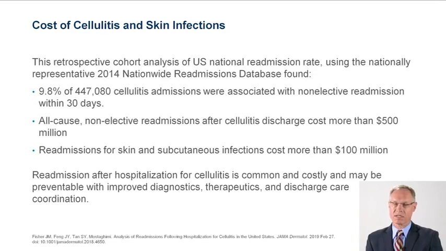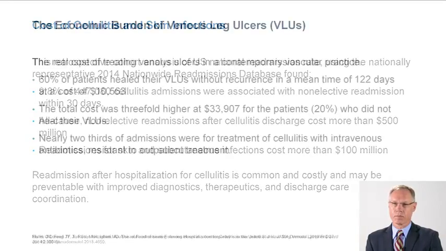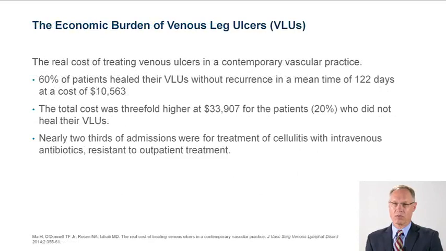Obviously, this is a significant economic burden. The economic burden directly related to venous leg ulcers was published by Dr. O'Donnell et al. in the Journal of Vascular Surgery in 2014, and this demonstrates, in a real contemporary vascular practice, a total cost of approximately $10,500 over the course of 120 days. The total cost was threefold higher if the ulcer failed to resolve.